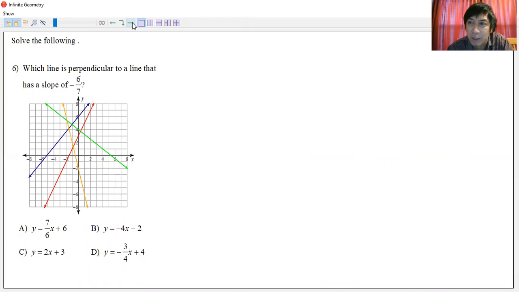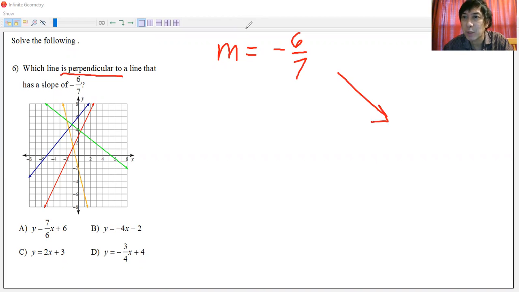Which line is perpendicular to a line that has a slope of -6/7? You can see the green, yellow, blue, and red. Those are the choices. If you're going to check this out, let's examine the given slope. First, if you're after perpendicular, you will have to compute for the negative reciprocal slope.